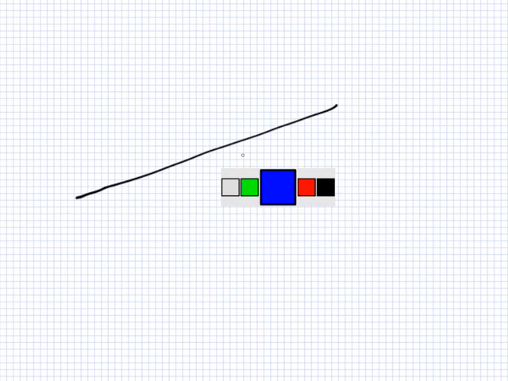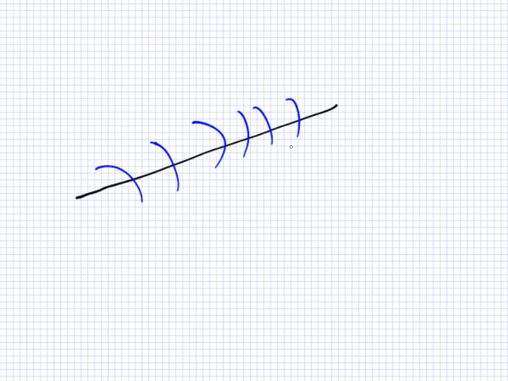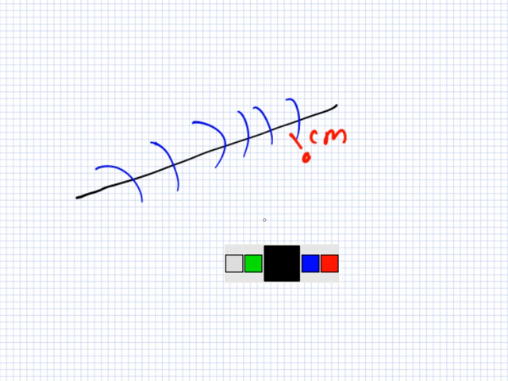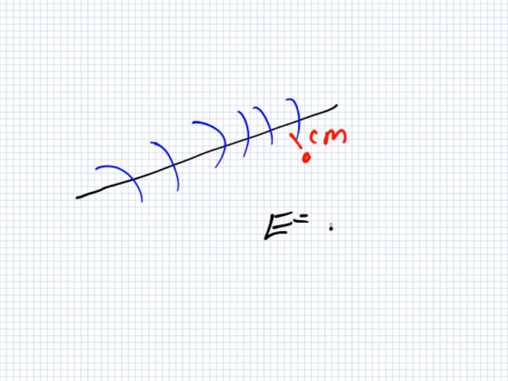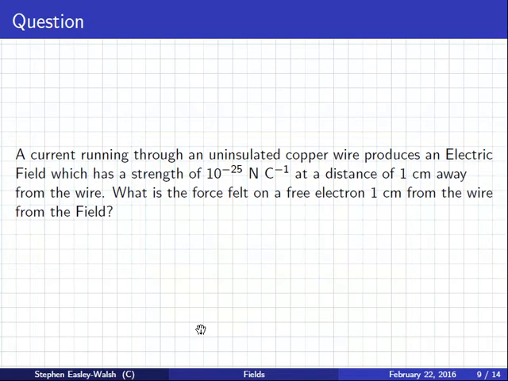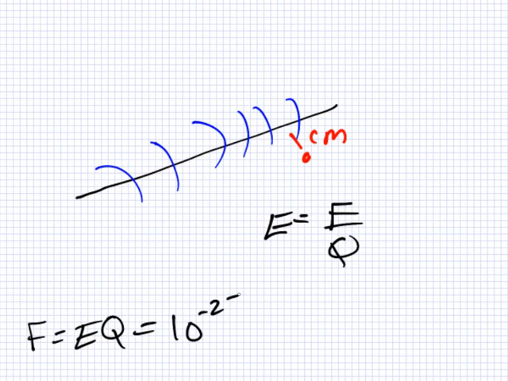is you have a wire, and you have an electric field that's around the wire. Now I won't draw it properly because that's a later lesson, but we imagine that there's a wire and there's an electric field around the wire. So when the electron is here, 1 centimeter away, what's the force? Okay, so we use our formula. E equals F over Q. So F equals EQ. So the E, I tell you, is 10 to the minus 25. And what's the Q?